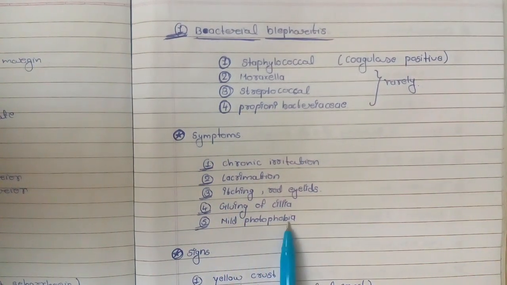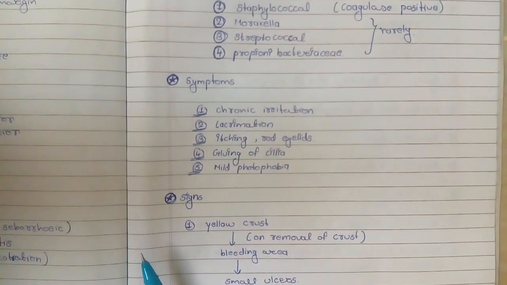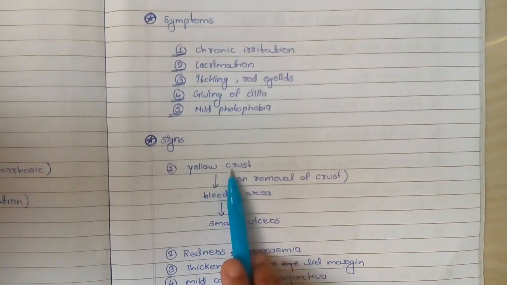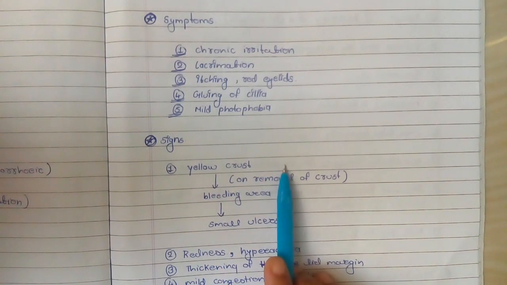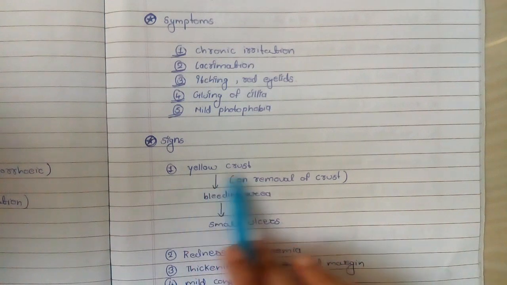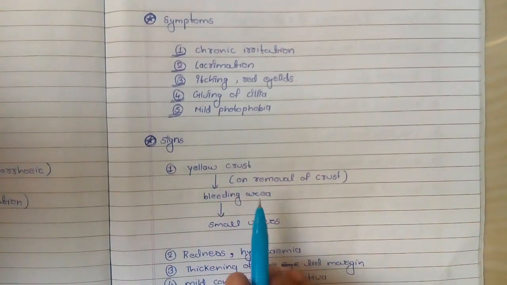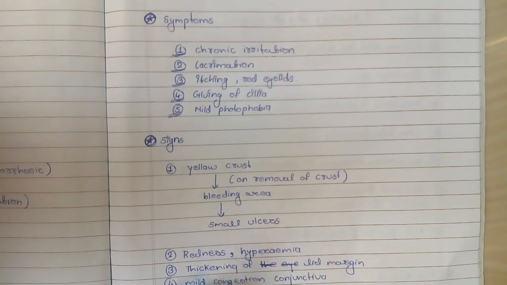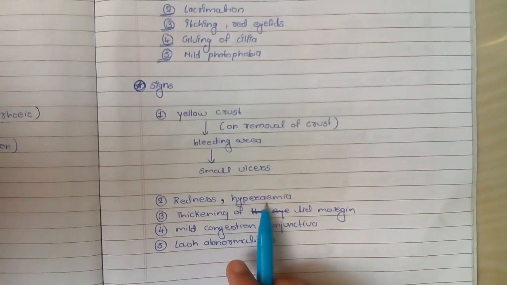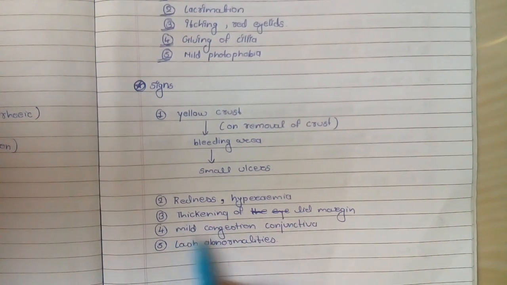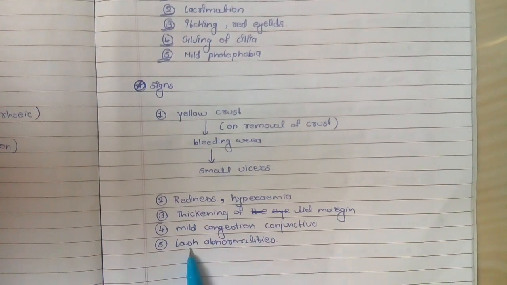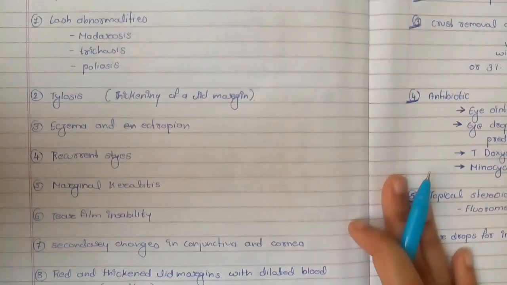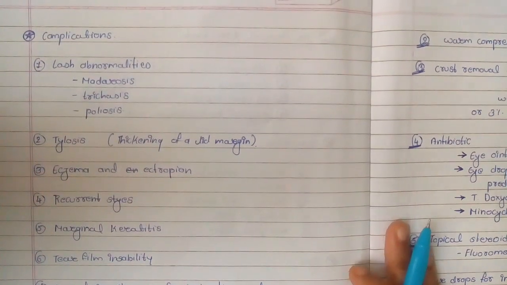Fifth is mild photophobia. Now we are going to see the signs of bacterial blepharitis, which include yellowish crust. This yellow crust forms over the lid margin, and when you try to remove this yellowish crust, you will see a bleeding area. These are actually nothing but small ulcers. Second is redness, hyperemia, thickening of the lid margin, mild congestion of the conjunctiva. Fifth is lash abnormalities.